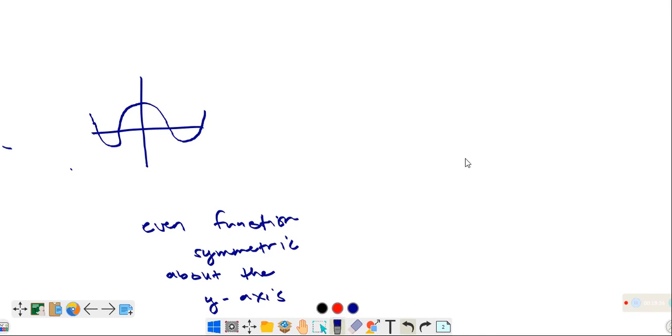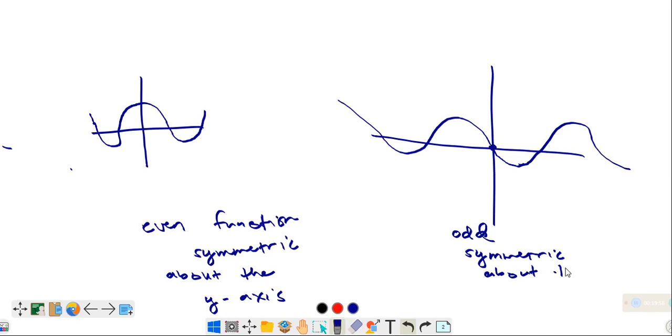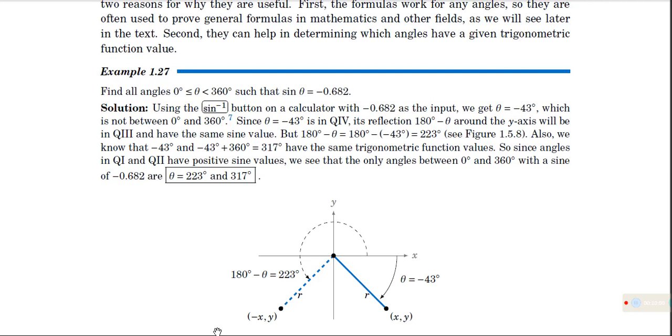Next, we have odd. Ito naman yung katulad nung kay sine. Si sine, medyo ganito yung itsura niya. And if you will take notice, nagre-reflect siya dito sa origin. So, it is symmetric about the origin. Okay? So, sabi ko nga, selected exercises lang naman tayo.